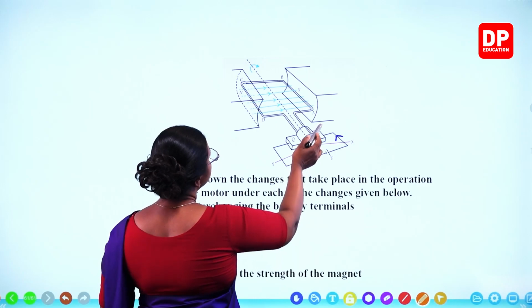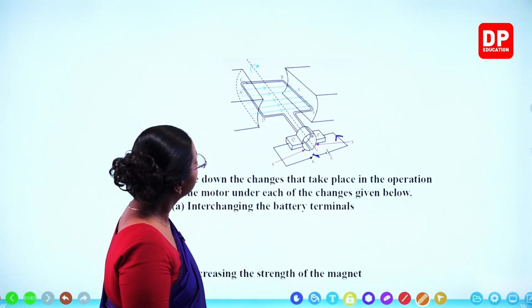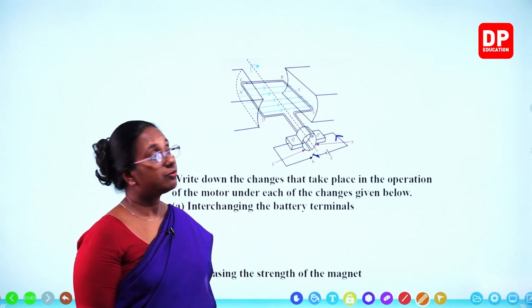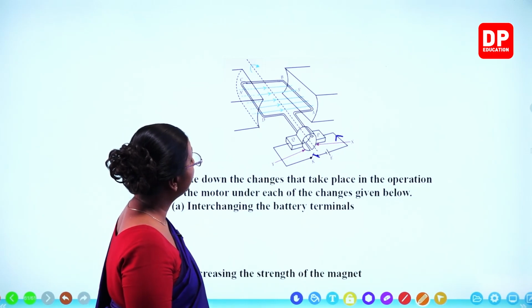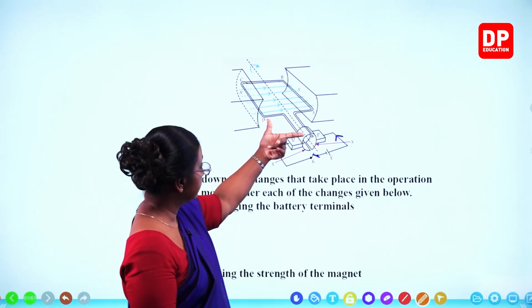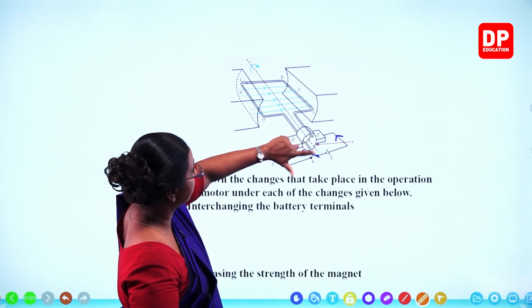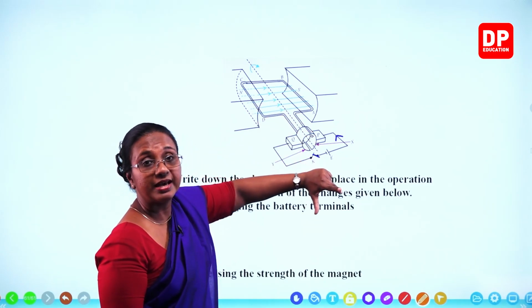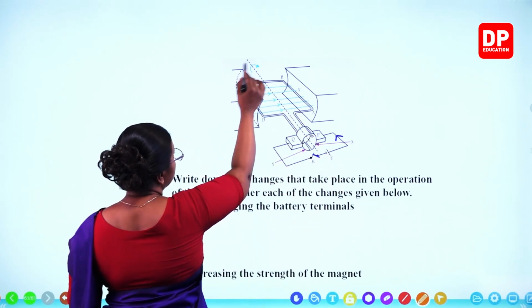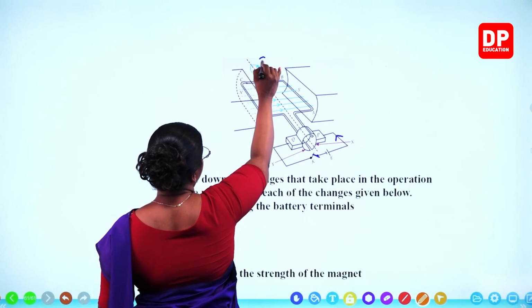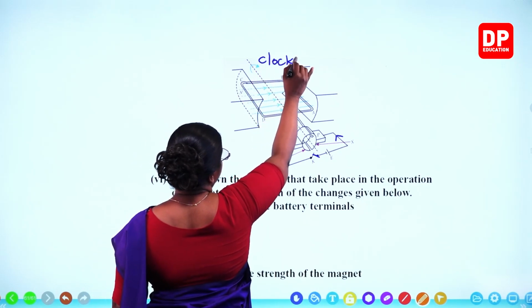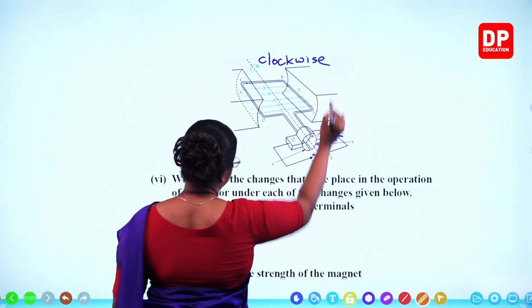You can remember. So, if we apply Fleming's left-hand rule for part of the loop AB, you know the field is in this direction, current is going that way. So, the force acts downwards. So, the rotation is going to be what? Clockwise rotation. So, that is what is shown there.